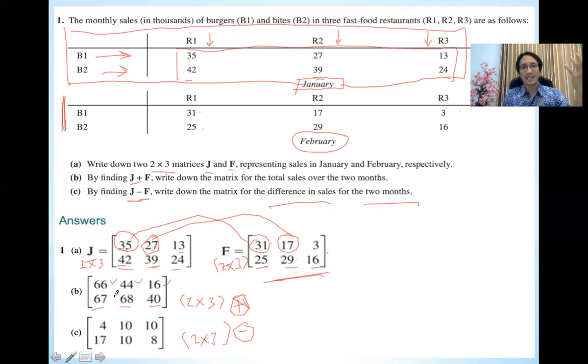And for January minus February, or if we want to see the difference between sales in January and in February, then just calculate it using J minus F. 35 minus 31, 4. 27 minus 17, 10. 13 minus 3, 10. 42 minus 25, 17. 39 minus 29, 10. 24, subtract it with 16, become 8. That's it. That's the application of the basic operation of matrix.